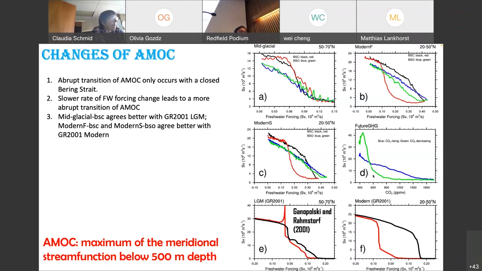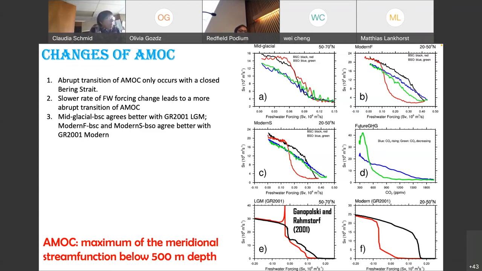When the greenhouse gas forcing is below 600 ppm, the AMOC really recovers fast and overshoots almost twice as strong as the control run before it weakens towards the control strength.